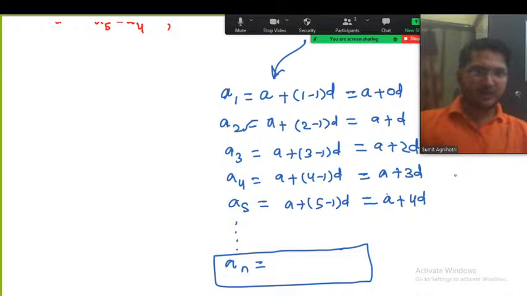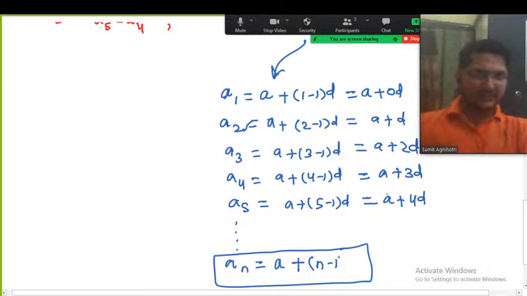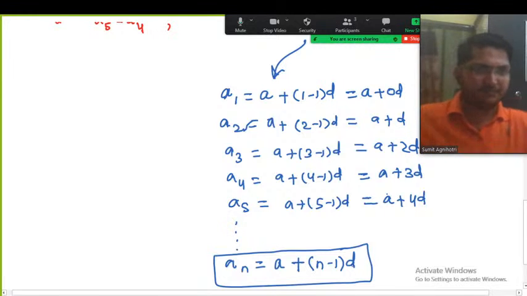Now it's so easy. If you are observing carefully, you can observe that if we want the fifth term, we just subtract 1 and multiply by D and add it to A. This is the basic thing we do here. That means in order to find the nth term, what should we do? We should first write A, then add this A to 1 less than the term I am considering, multiplied by D. That means the nth term is A plus (n minus 1) into D.